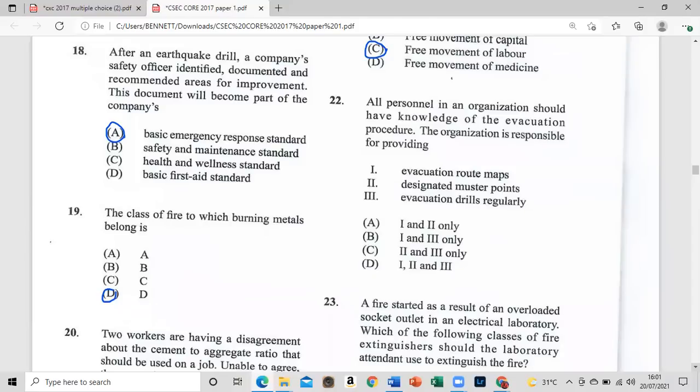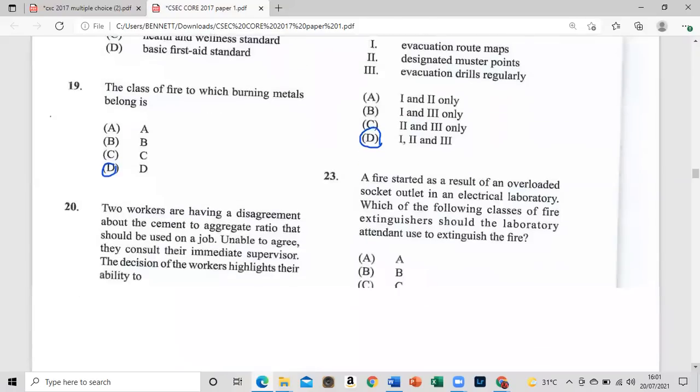22 now. All personnel in an organization should have knowledge of the evacuation procedure. The organization is responsible for 1, evacuation route maps, 2, designated muster points, and 3, evacuation drills regularly. So that was D. I personally experienced that at St. Mary's College. During hurricane season, we have drills, we have rules on where each class should go and what route we should take. So guys, just remember that, all right?